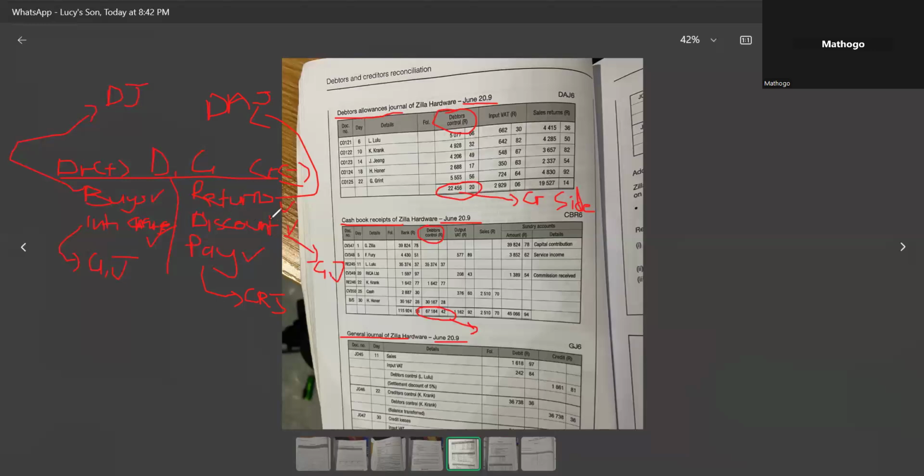And then we can offer discounts to the customer. Where do you get the information? In the general journal. You're going to see it just somewhere here, just now. And then, of course, when the customer pays us, where do we get the info? In the cash book receipts journal. And in this column, there you have it. That's your debtors control account.